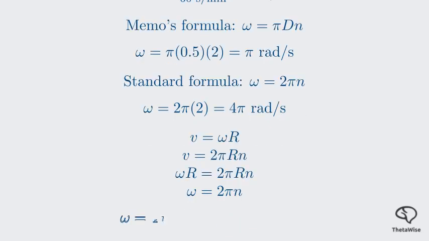Therefore, the correct angular velocity is 4 pi radians per second. This is approximately 12.568 radians per second using pi equals 3.142. We have found an error in the memo. The angular velocity should be 4 pi rad/s, not pi rad/s.